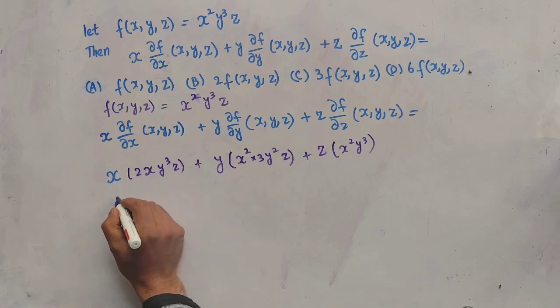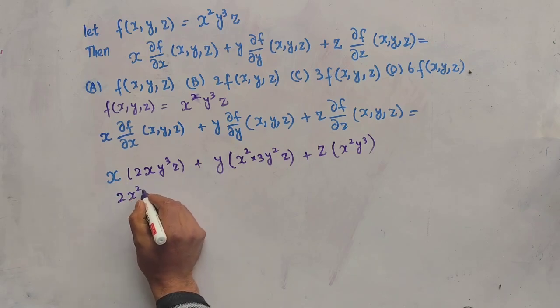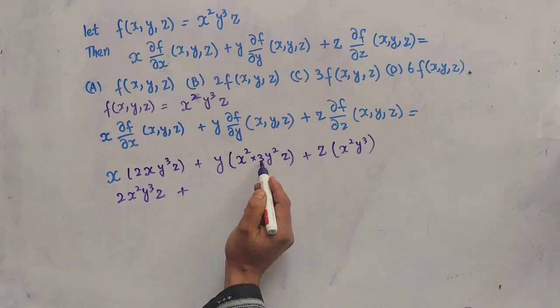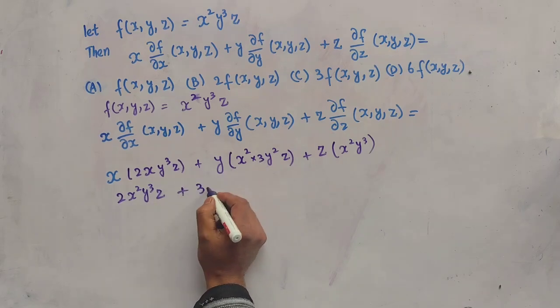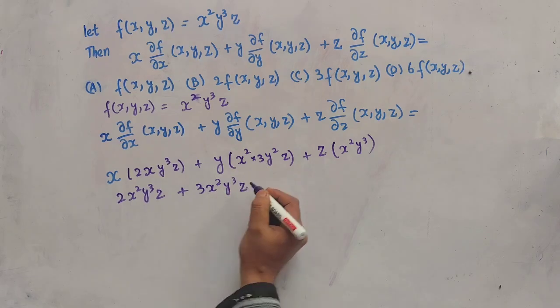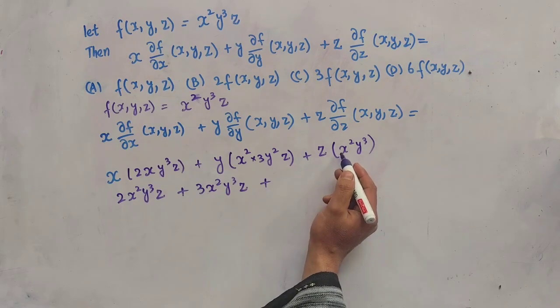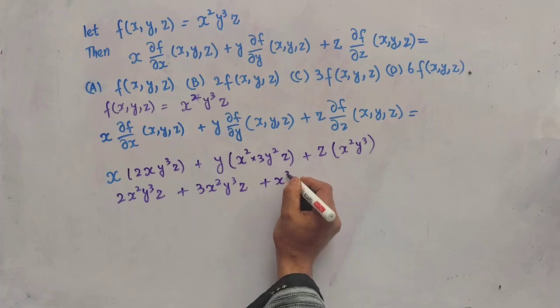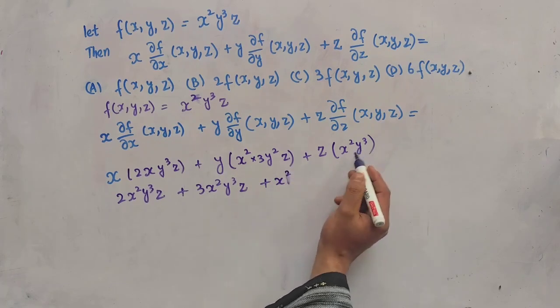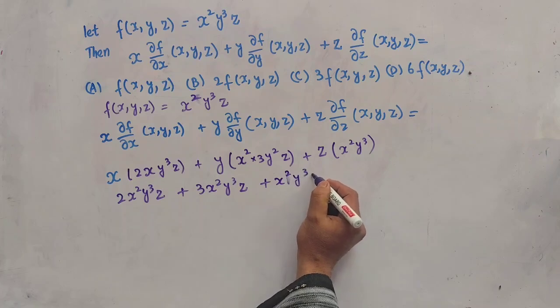twice x square y cube z, plus here we have 3, first 3, then we have x square, y into y square is y cube times z, plus here we have, let's write first x cube times, rather we have x square times y cube times z.